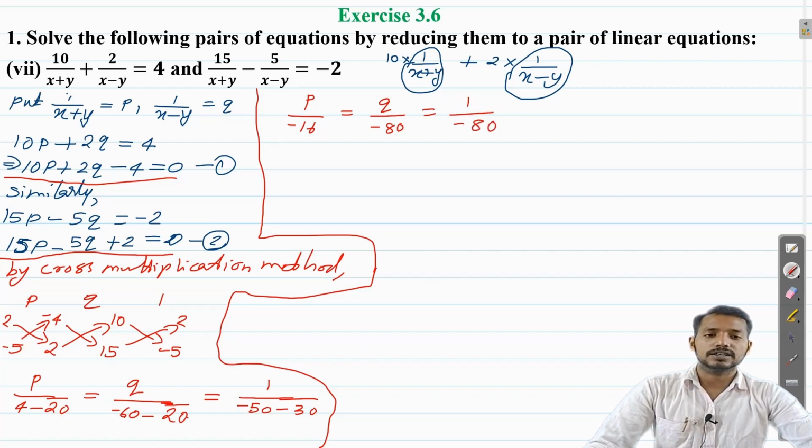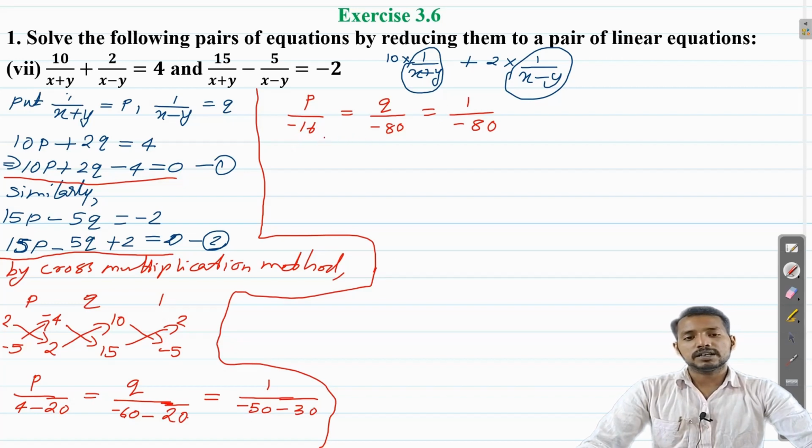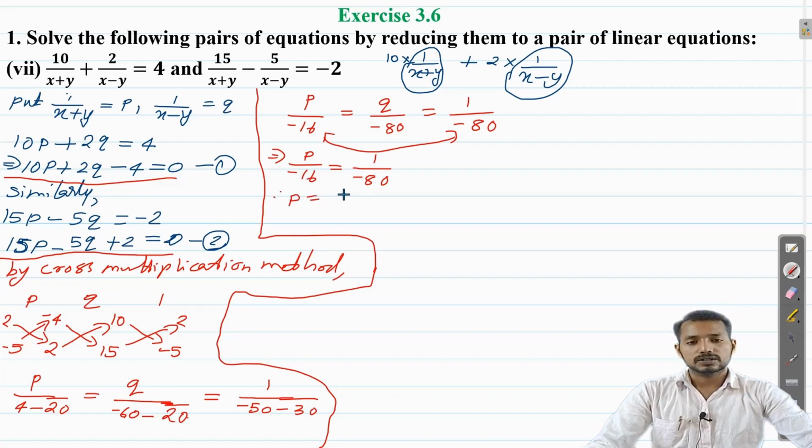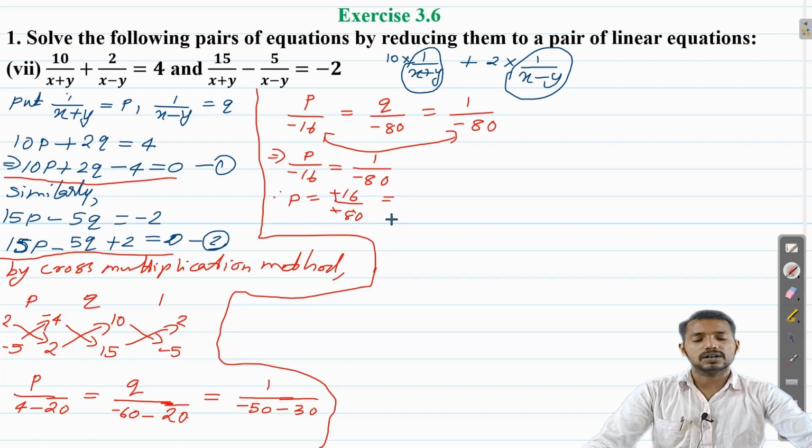So comparing the first and the third term, we will get P divided by minus 16 is equal to 1 by minus 80. Therefore, P is equal to minus 16 on the numerator divided by minus 80. Minus is cancelled. 16 divided by 80, that is 1 by 5.